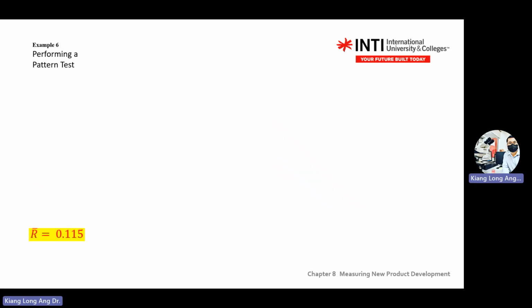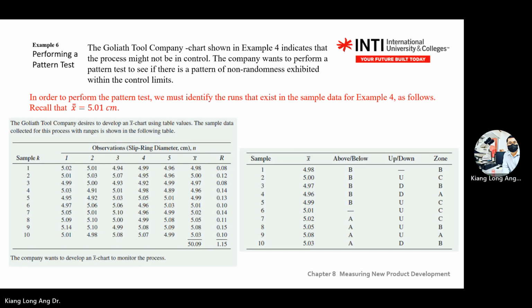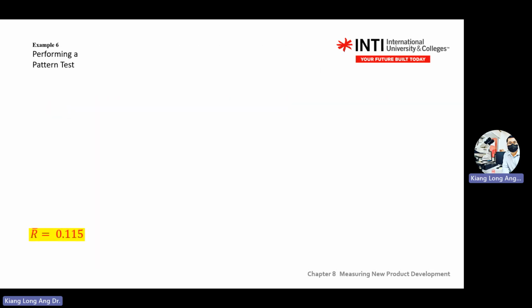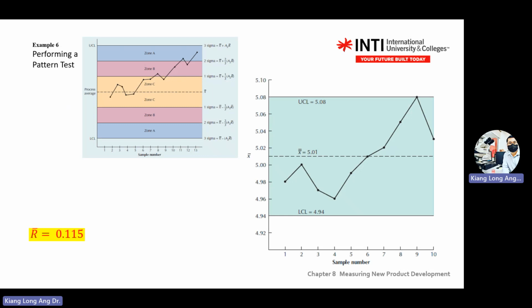Before that, how do you know whether it's up or down, or which zone it is? You need to use the equation. The equation is on the graph here: plus or minus 1/3 A2 R-bar. Why 1/3? Because you break the region into 3. From the center line to the lower limit you have 3 zones, so you divide by 3. Why negative? Because it moved below, towards the lower control limit. Positive is when you are near the upper limit.